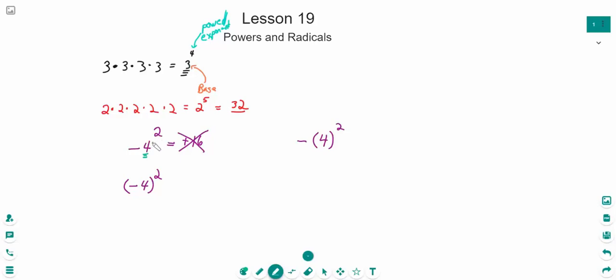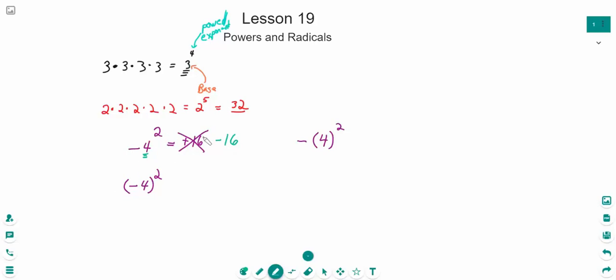4 times 4 is 16. And then we have a negative sign, so we have the opposite of that, a negative 16. That's actually what we have here: a negative 4 raised to the second. That's equivalent to a 4 raised to the second, and then we take the negative of that. All right, that gives us the negative 16.